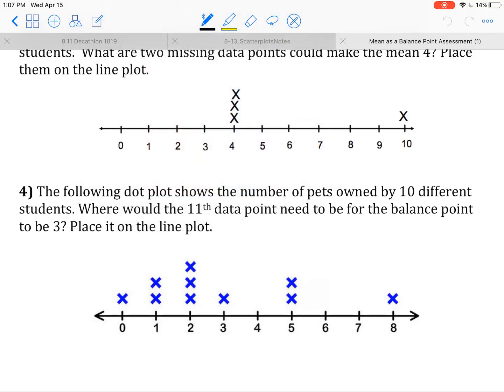So problem number 4 says the following dot plot shows the number of pets owned by 10 different students. Where would the 11th data point need to be for the balance point to be 3? And we are going to place it on the line plot. So we have 3 key numbers here, 10, 11, and 3. So we can see here that we have 1, 2, 3, 4, 5, 6, 7, 8, 9, 10 different students.